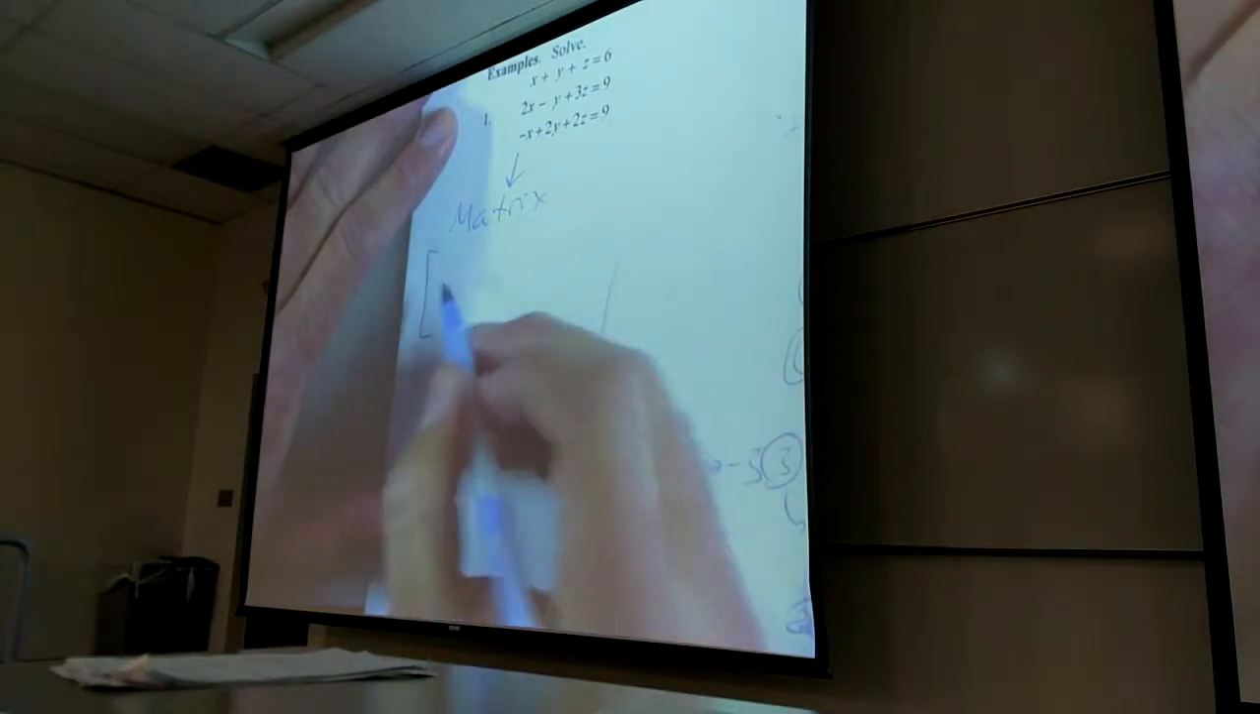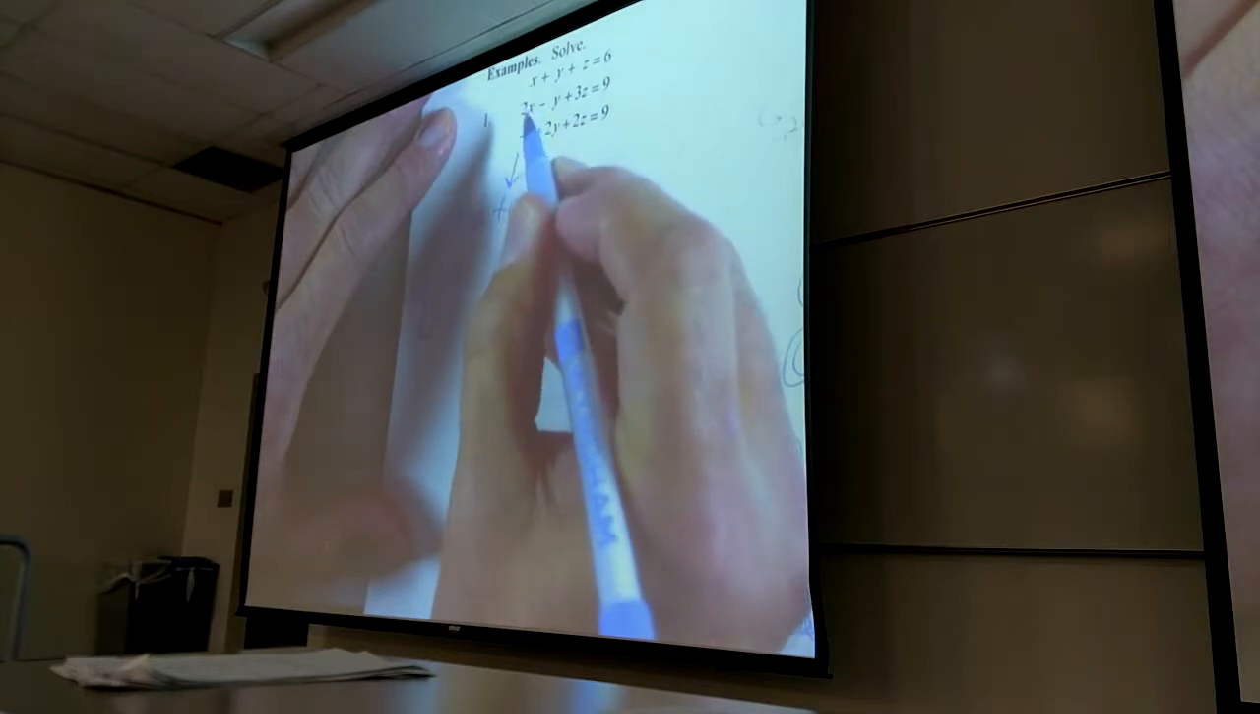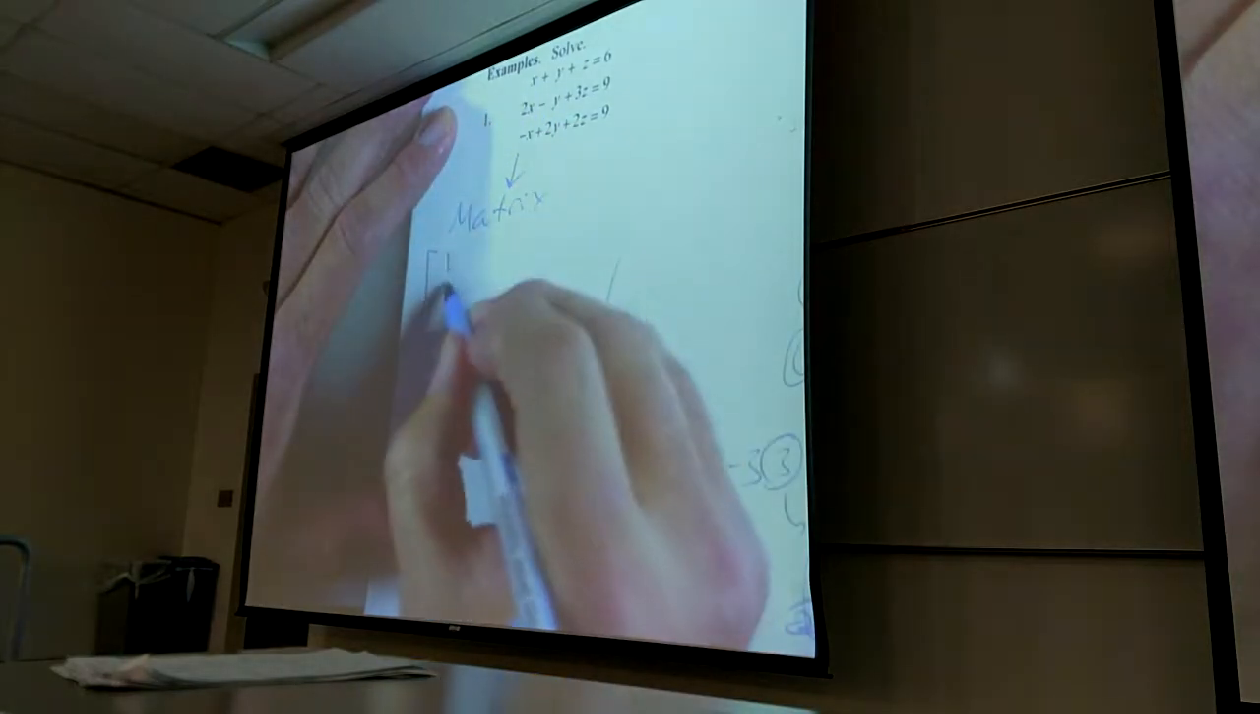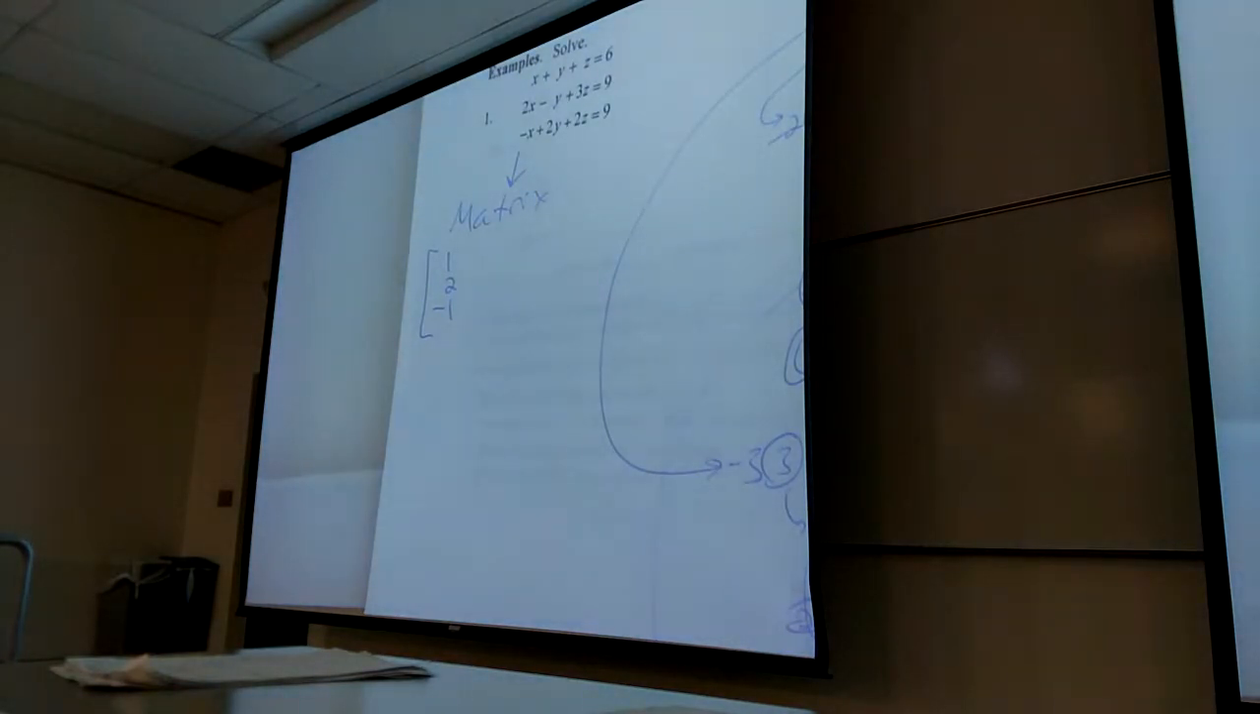The variables don't matter. So what's going to go in there for this first column is just going to be 1, 2, -1. And that first column is the X column. How do I know that? Because I put the X's there. So the first level of this is, do you understand how to go from a system of equations to a matrix? And then we got to talk about, okay, once we got a matrix, what do we do with that? Okay.